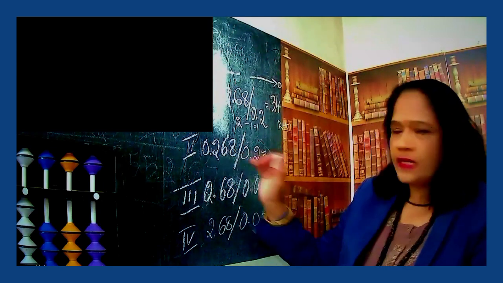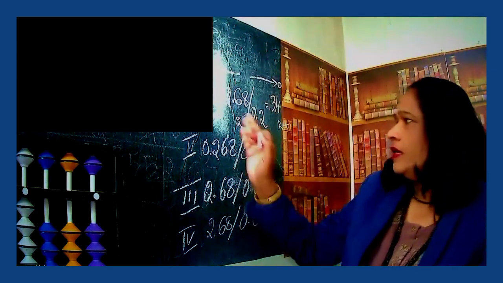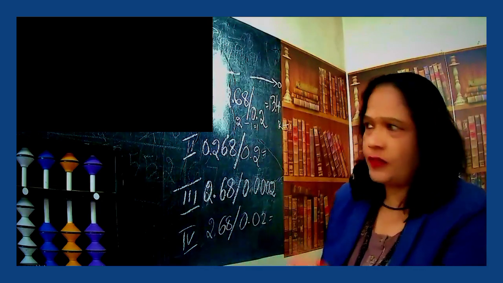Now let us see the second type. Here, decimal places were more on the left hand side.